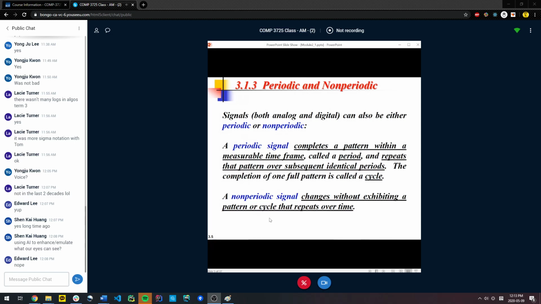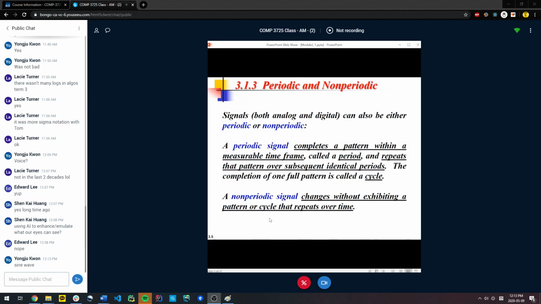Can anybody give me an example of what a periodic signal might sound like or be like? Sine wave, sure. So how is a sine wave perceived in audio?